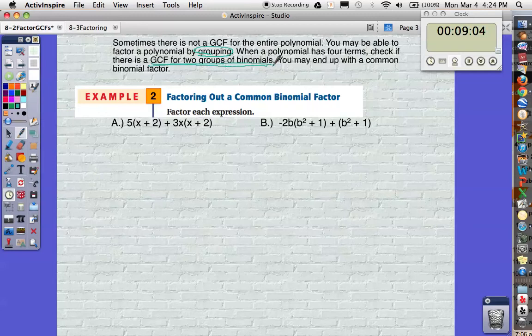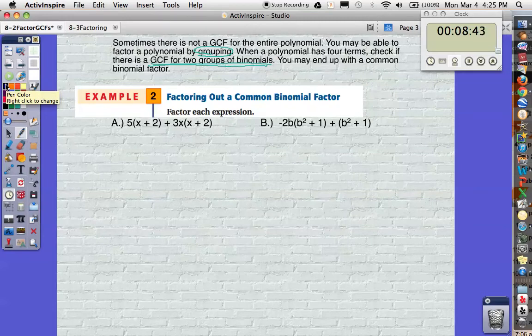So if you didn't print the note guide, write this down. You can abbreviate it, but you want to make sure you know that. You would be grouping, which is finding a GCF for 2 groups of binomials when you have 4 terms. You may end up with a common binomial factor. This is going to look like that warm-up where I started, so glance back at that.